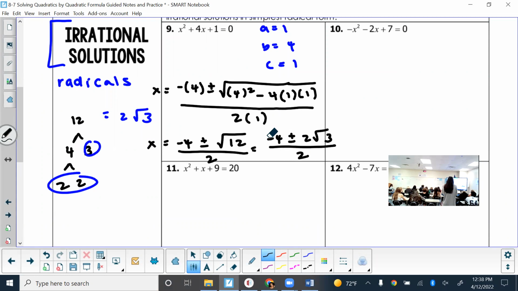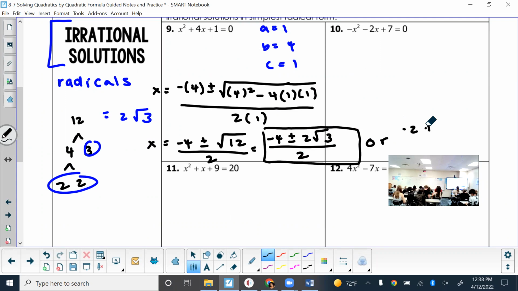And really, I can simplify this further. But if you write this, I'm satisfied with that answer. But really, you could simplify it further because they all have a common multiple of 2. So you can write it like this. -2 plus or minus radical 3.